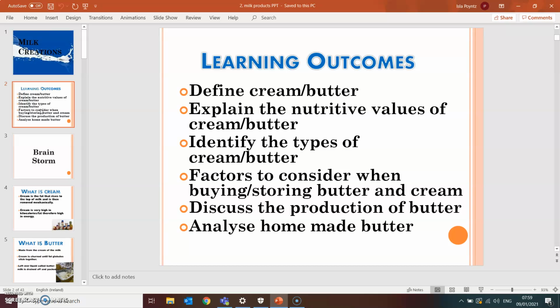So then we look at the nutritive value. The types, there's so many different types. The factors to consider when buying and storing.